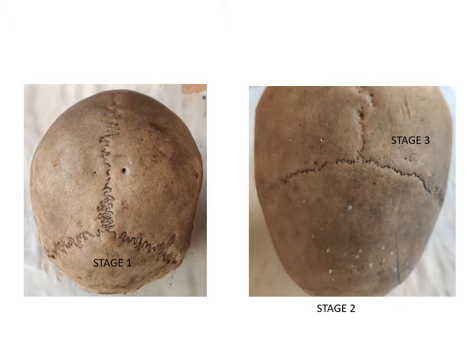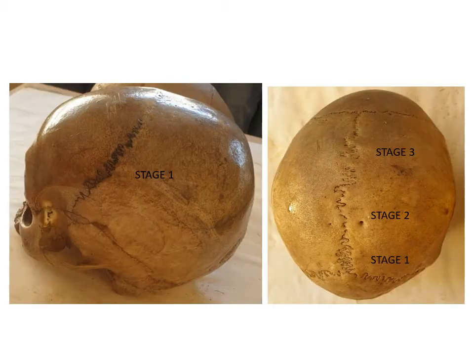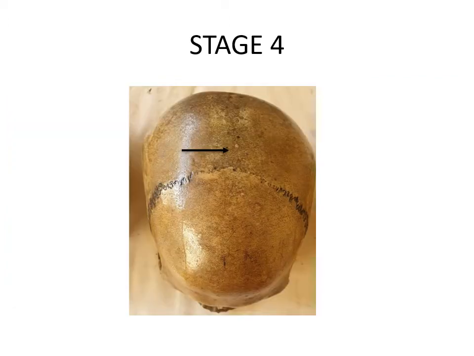In stage 2 more than 50%, and the zigzagging is a little bit less. And in stage 3 there is a little bit of pitting, and the suture line is faded. You can appreciate here stages 1, 2 and 3, all 3 stages. And stage 4, you have seen that you cannot make out any suture line. So this is how you estimate the age. This is about the closure of the skull sutures.